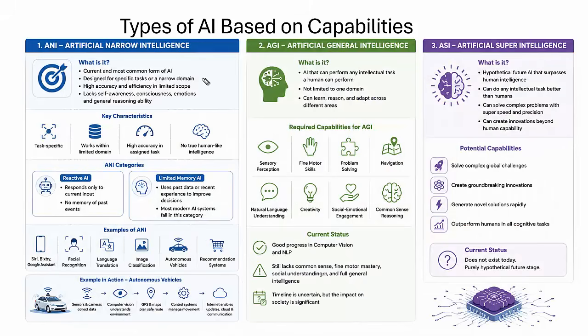Now, as we said earlier, when you're talking about AI-based capability, narrow AI is the most current form of AI. It is task-specific work within a limited domain, with high accuracy, and no true human-like intelligence.